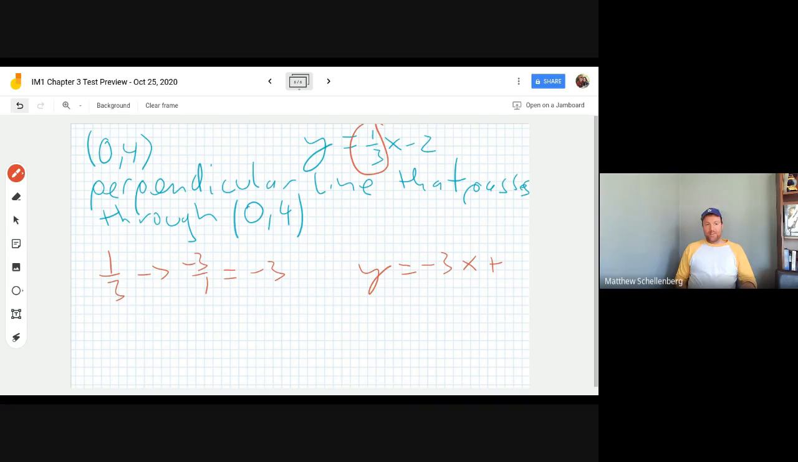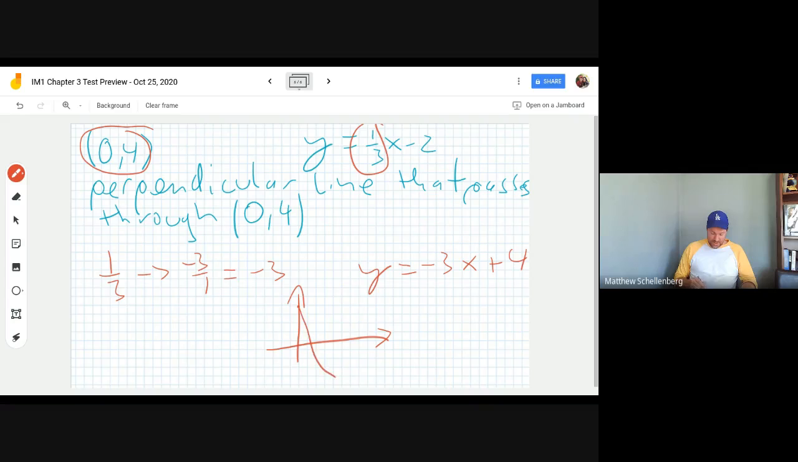Well, what y-intercept is it? Well, I already have it. It's (0, 4), isn't it? You see the (0, 4) right here? So what's that y-intercept? Where does it cross? Well, (0, 4) means it's at 4. Because if I were to draw the graph, it would be at 4, and that would be where the line goes through.